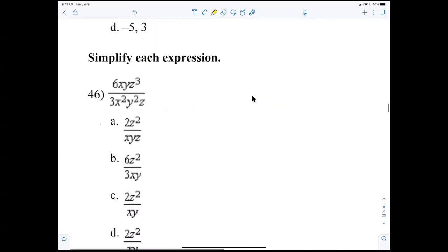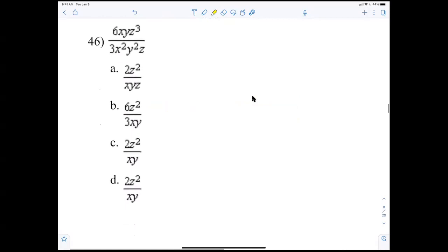All right, here we go. 46, simplifying. All right, here we go. 6 divided by 3 is what? 2, and I like to put a 1 on the bottom. And then X on the bottom, X on the bottom, Y on the bottom, Y on the bottom, and Z squared on the top. Does anybody need a quick review of that? So that answer is what? What is it? C.